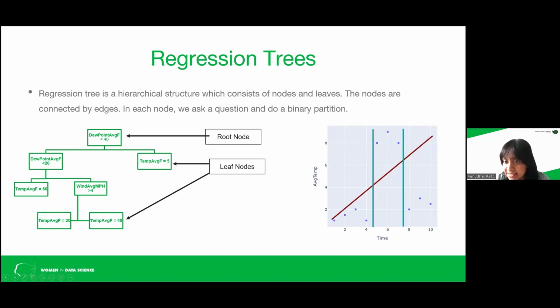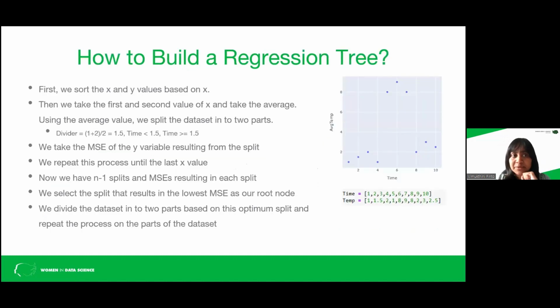And considering this example here, you can ask the question, is time less than 5? If it's less than 5, we can put the mean value of this one. Or if the value is greater than 5, you can ask, is it less than 7? And then you will get the mean of this. So something like that. And let's see how we can build a regression tree.